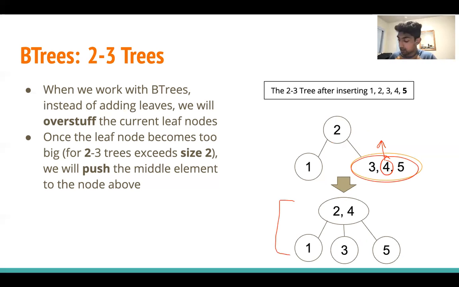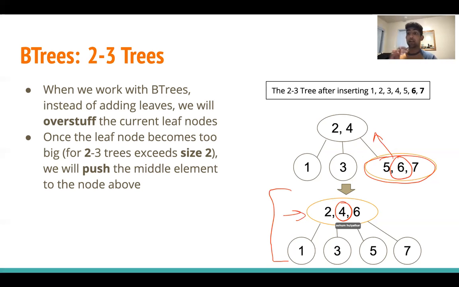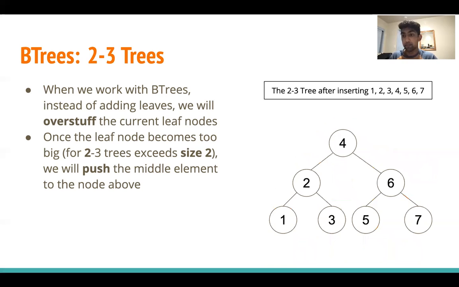Okay? The next thing we're going to do is insert 6 and 7. After inserting 6 and 7, we'll notice that this node is overstuffed. So we're going to take 6 and push it to the layer above. Then this is our next state of the 2-3 tree, and we see that the root node is overstuffed. So we're going to take 4 and push it to the layer above, and now in essence, we have a perfectly balanced tree, right?